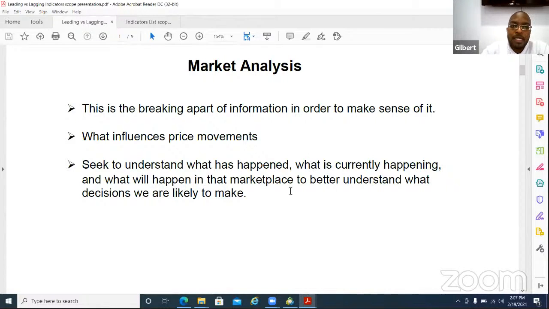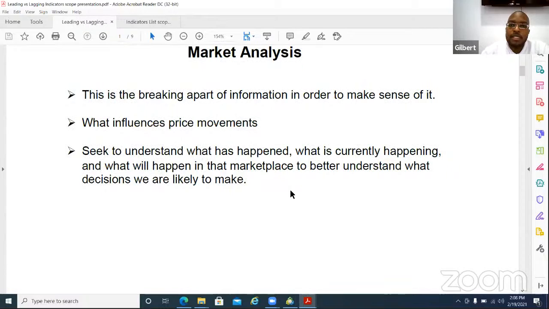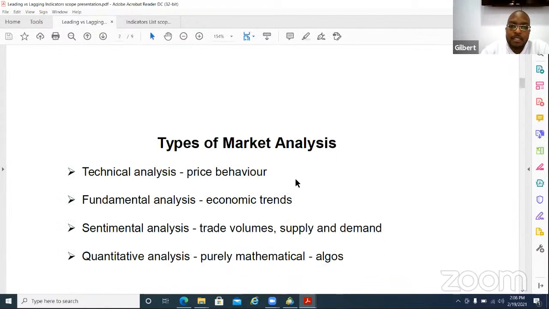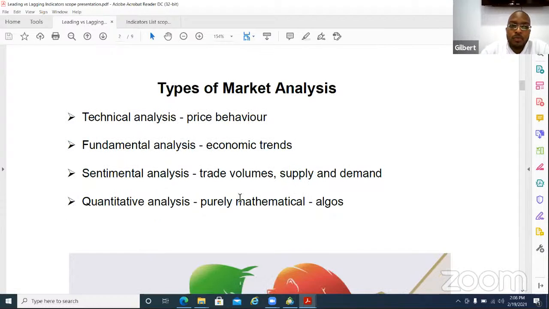So in this case, with market analysis, we seek to understand what has happened, what is currently happening, and what will happen in that marketplace so that we can understand the decisions that we're likely to make. We have to look at the past first, then we look at what's currently happening in order to project future price moves. So that's just the basic description of market analysis. Now, in market analysis, there are actually three main types, but we can consider the fourth one as also a type of analysis.